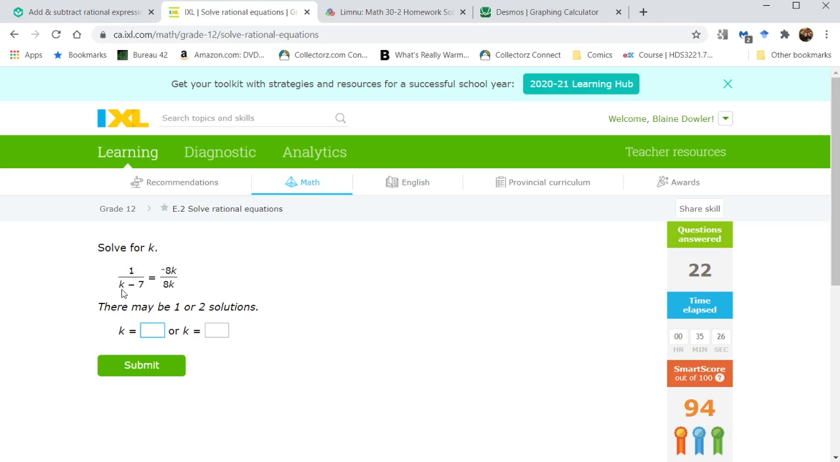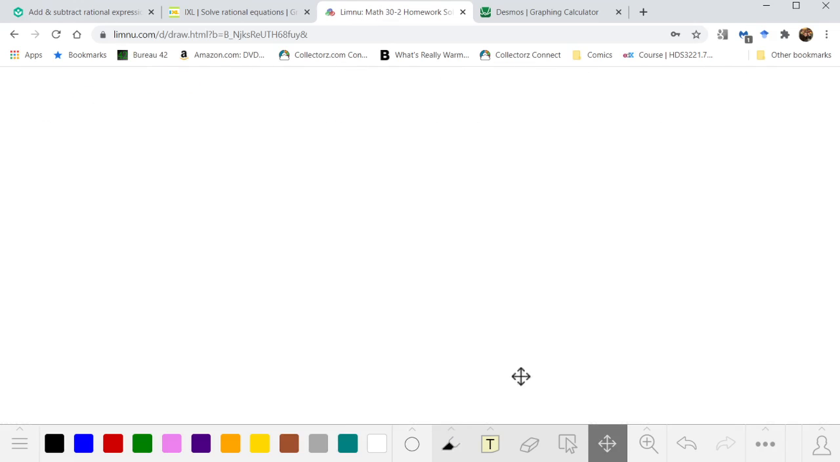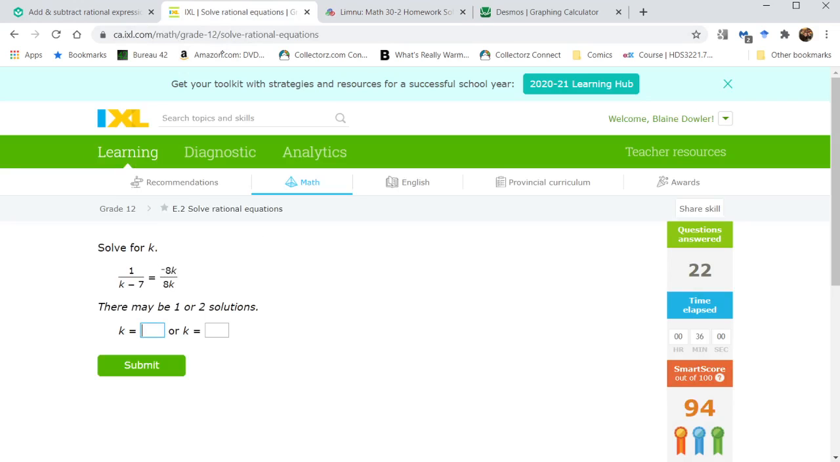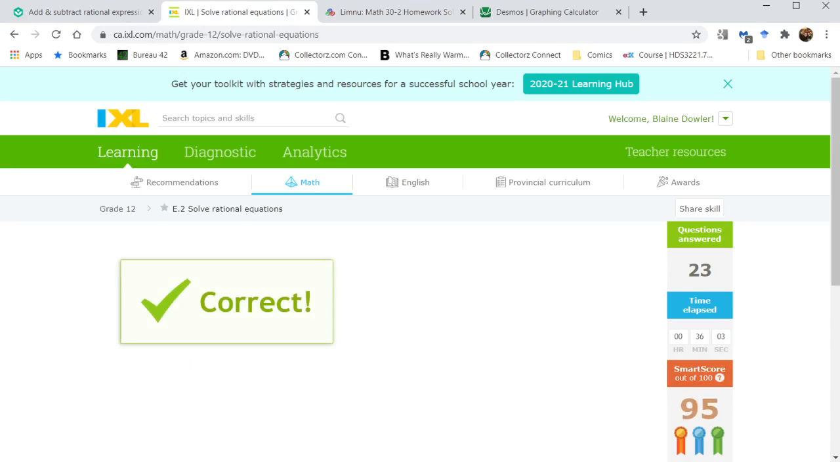Now, 1 over k minus 7 equals negative 8k over 8k. Our k cannot be 0 or 7, but our 8k's are going to cancel. So we have 1 over k minus 7 equals negative 1. So 1 is negative k plus 7. So that is k equals 6, which is in our permissible value list.